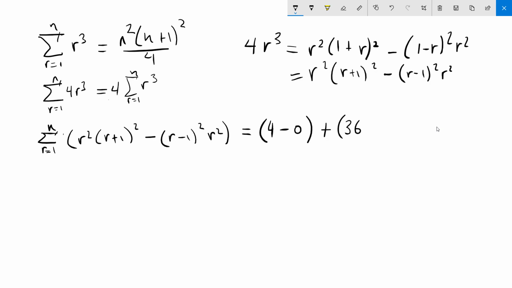Our next term would be plugging in 2 here. We get 1 times 4 squared, so minus 4. Right? You following me so far? So all I've done here is I plugged in 1 to this, and then I plugged in 2. So that was this first term, when r is equal to 1. This is when r is equal to 2.